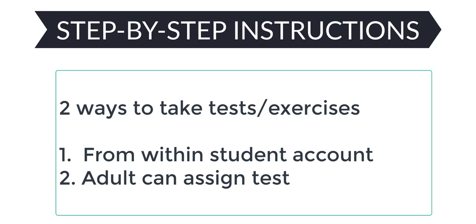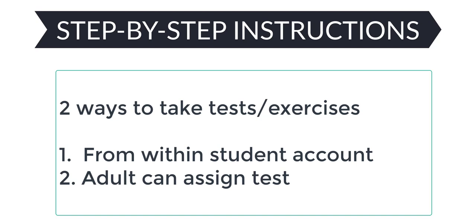So there are two ways that your student can take the handwriting test. The first one would be from directly within their own account on typingtraining.com. And the second way is that you, as the adult parent or educator, can assign the handwriting exercise to your student from your own administration account. And then when your student logs in, all they need to do is click on Take Assignment, and it's super simple for them to go ahead and do that.